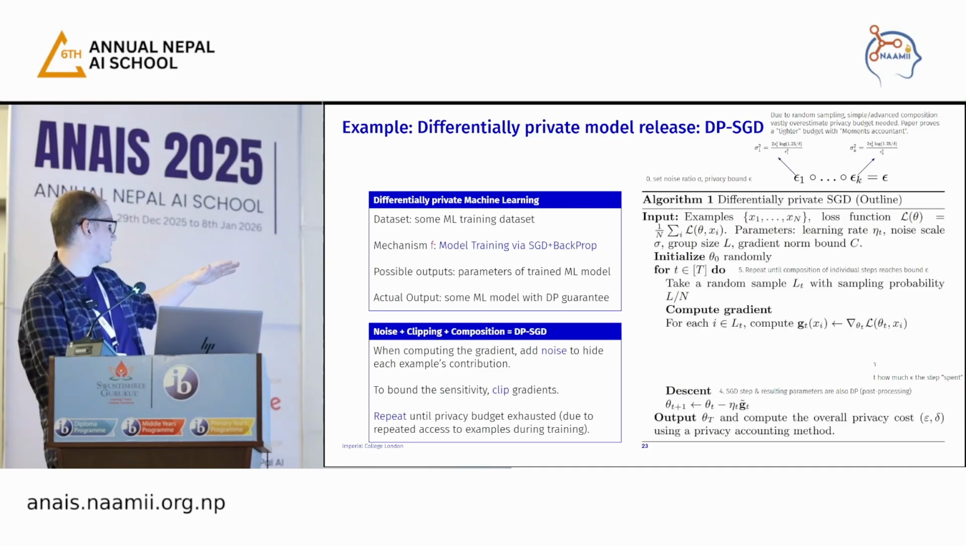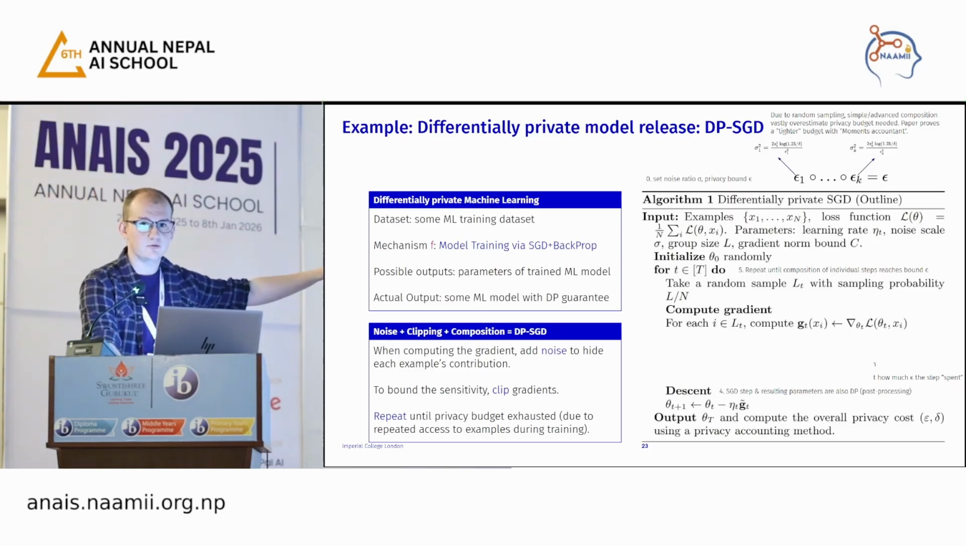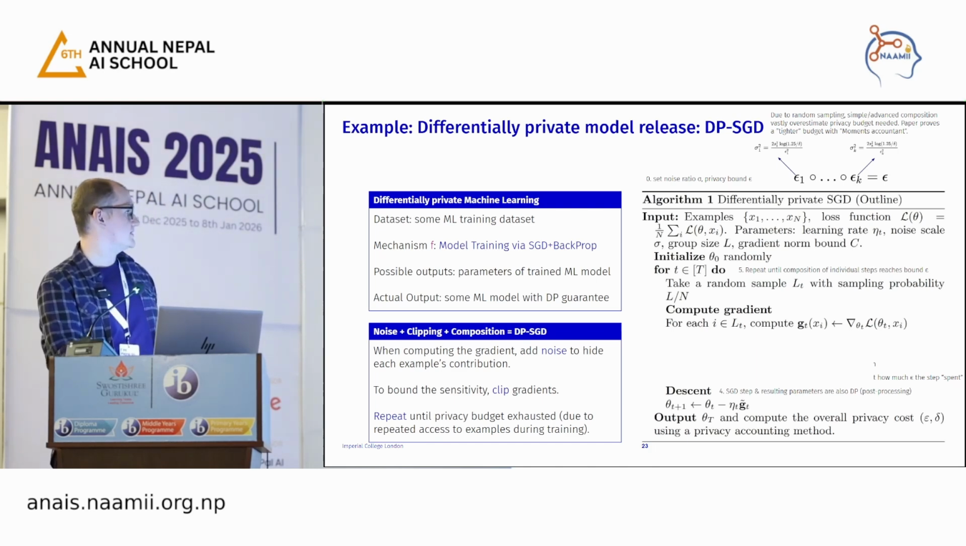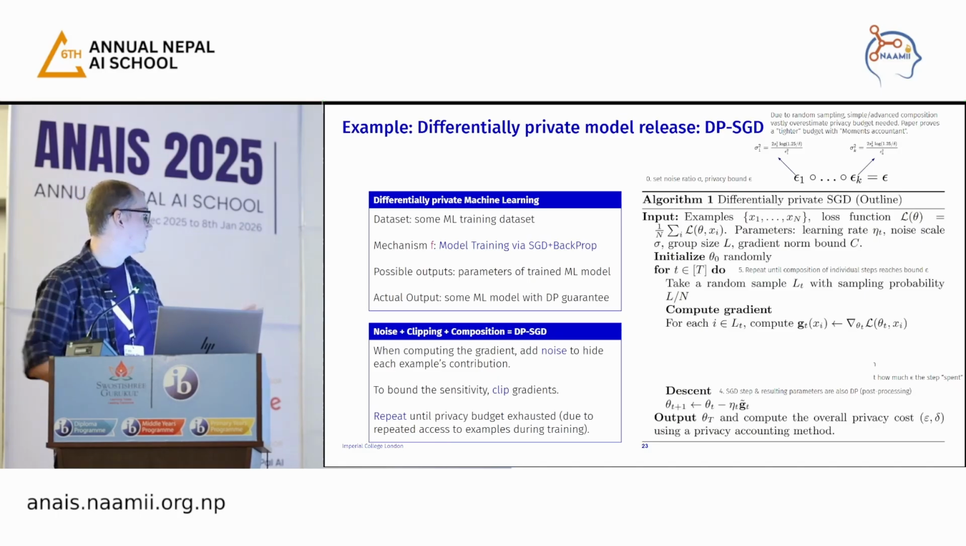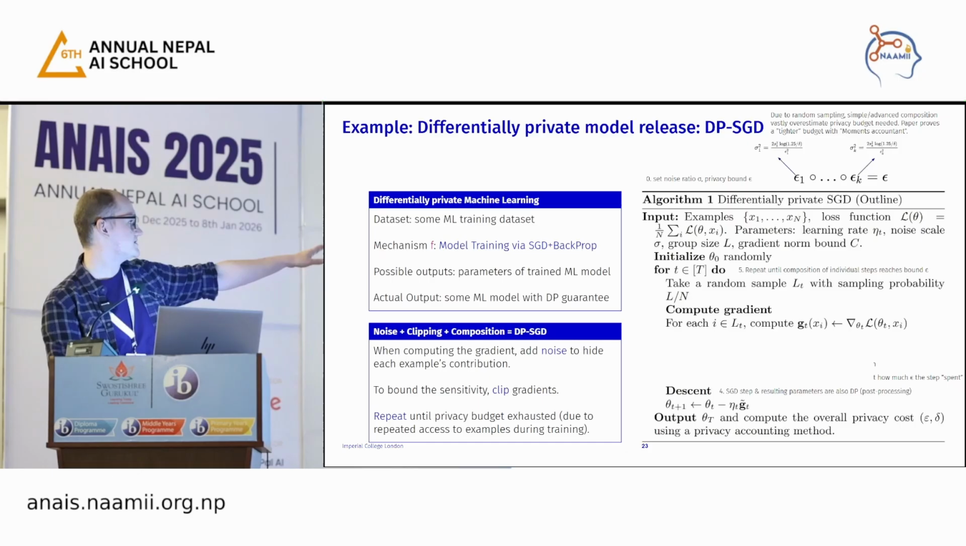So this looks somewhat like this. This looks very similar to the stochastic gradient descent algorithm. There are a couple of things that are different here. We sample, which we usually don't do, right? We just have batches, but here we sample randomly, we compute the gradient, and then we descend, right?